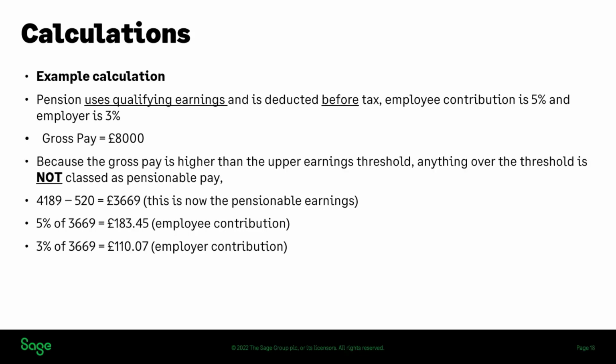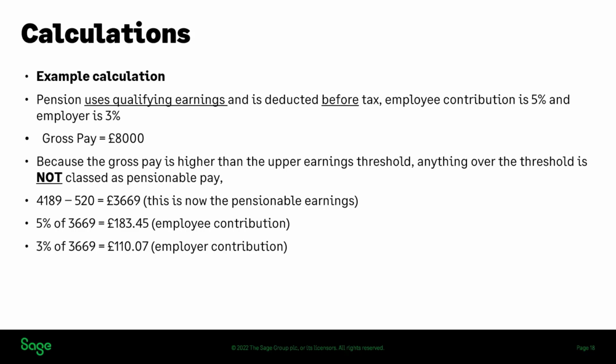Okay, we've got an additional example for that now. So we have a scheme that uses qualifying earnings again. It's deducted before tax once more. And the contribution again, 5% and 3%, as was before. However, this time the employee's gross pay is £8,000. Now, there's an additional line here because the gross pay is higher than the upper earnings threshold.